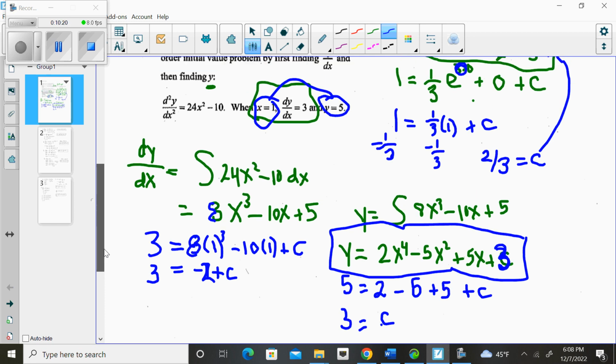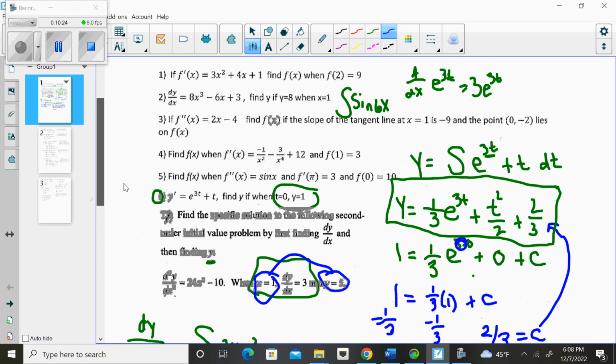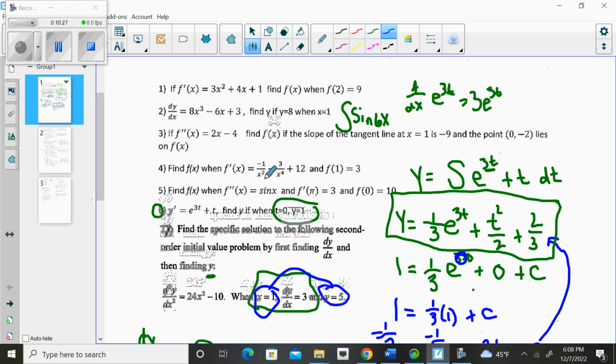So again, I hope this helped with initial value problems. I hope you're not finding them too difficult. Again, some great review for the final. For example, number 4, right? We haven't looked at problems like that in a long time where we bring the denominator upstairs, right? And so here, that would be 3x to the -4th, right? And then we increase the power by 1, divide by the new power. So like I said, great review and practice for the final.